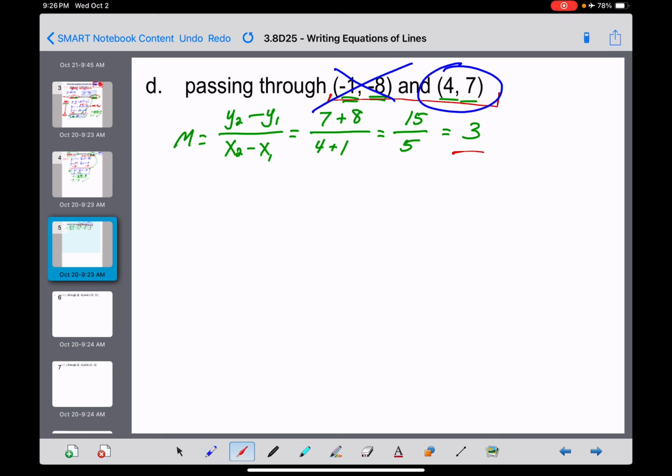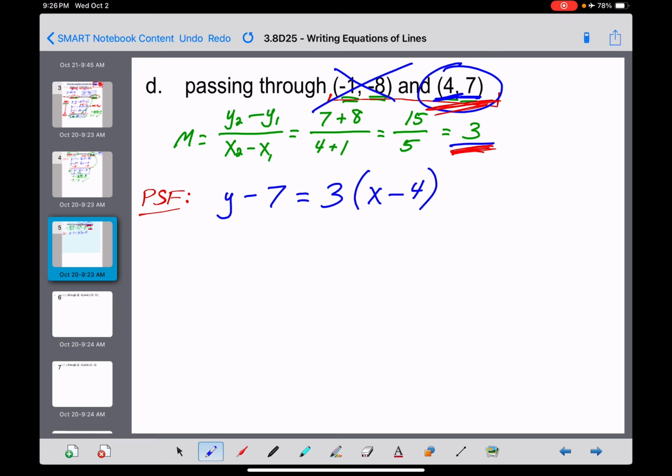And what we're going to do is focus on the point and the slope that we know, and we are going to go where? Point slope form. Say the words out loud, everybody. What do I know? A point and the slope, so I'm going to point slope form. This is going to be y minus your y coordinate, which is 7, equals your slope, which is 3, and then times, in parentheses, x minus your x coordinate, which is 4.